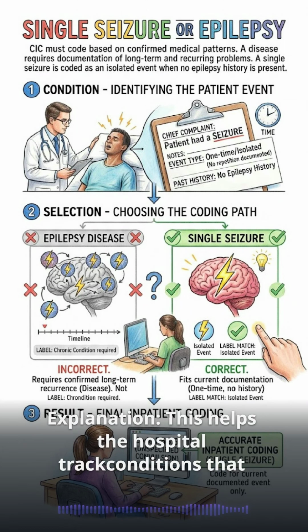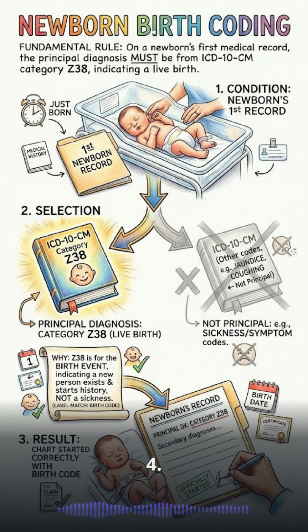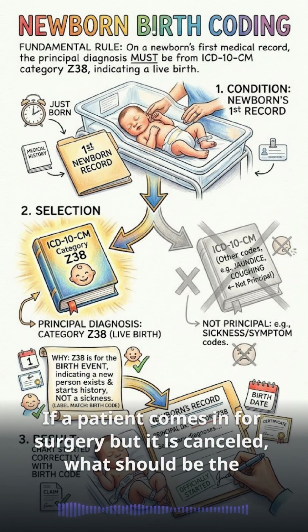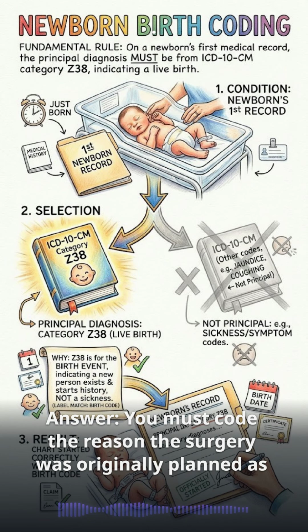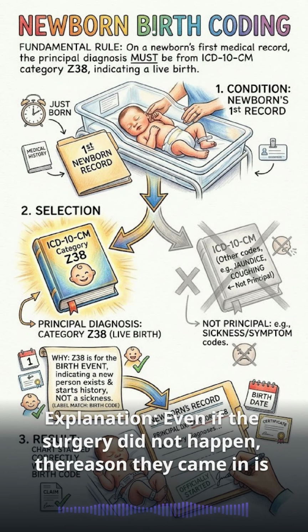This helps the hospital track conditions that started during the stay, which impacts how they get paid. 4. If a patient comes in for surgery but it is cancelled, what should be the principal diagnosis? You must code the reason the surgery was originally planned as the principal diagnosis for the stay. Even if the surgery did not happen, the reason they came in is still the main medical focus.